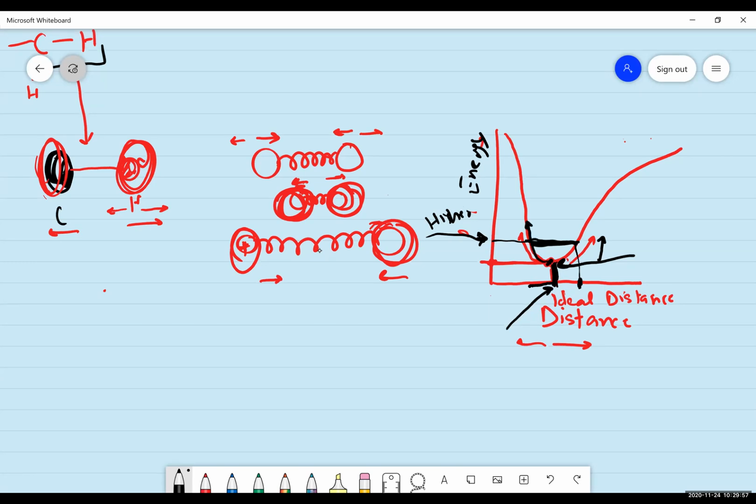Now, how much can the bond stretch or squeeze? It's not random. It's a fixed number. It can be stretched this much, so that energy, or it can be stretched this much, maybe that energy. So we call this E0 value. E0 is the lowest energy. This is E1, first, second level, third level.